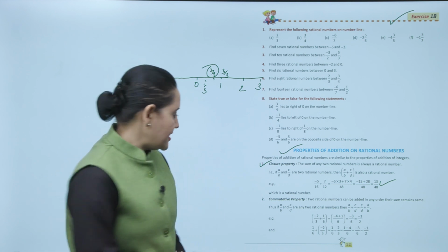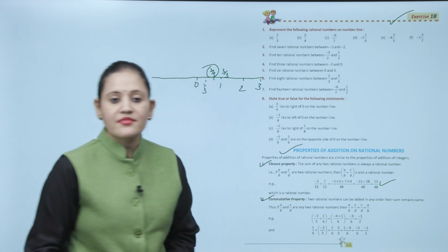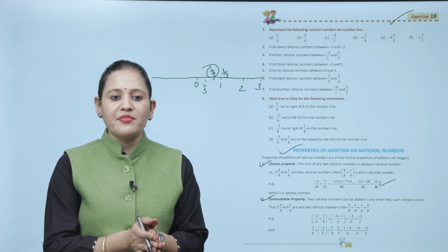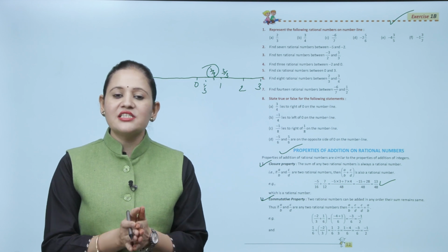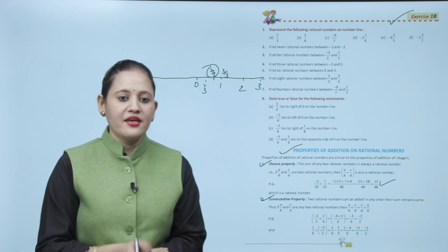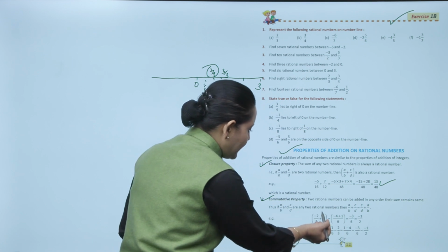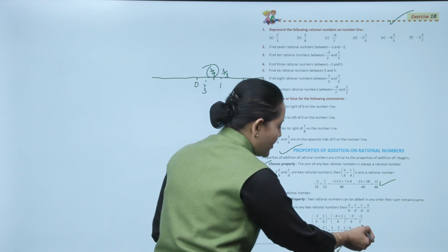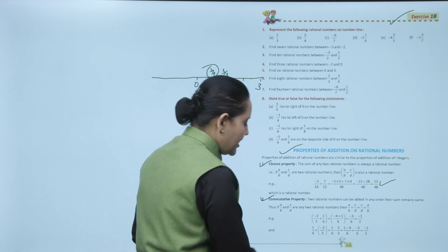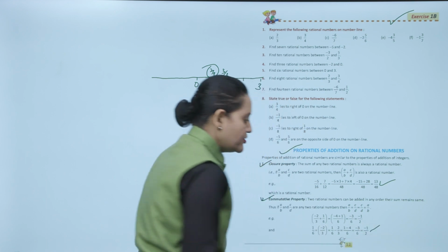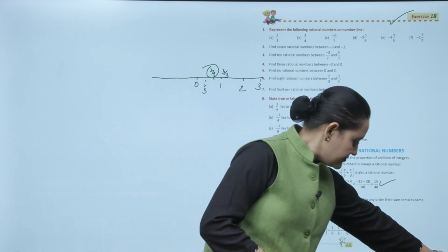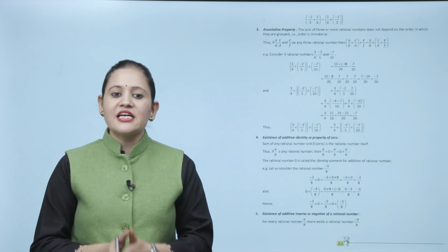Next, commutative property. Two rational numbers can be added in any order. Their sum remains the same. If a upon b and c upon d are two rational numbers, then a upon b plus c upon d equals c upon d plus a upon b. For example, -2/3 plus 1/6, we'll get -1/2. Now change the order. 1/6 plus -2/3, again we will get -1/2. So if we change the order, the sum will remain the same. Next is associative property.